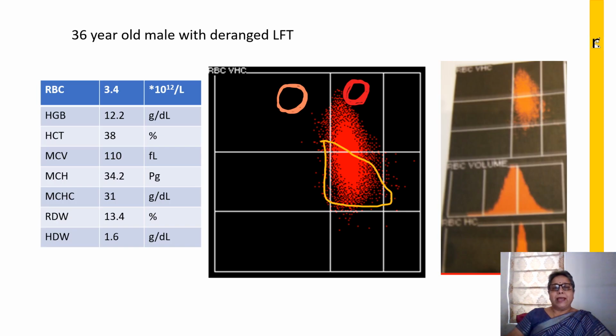Let's go on to the next scatter, which is a 36-year-old male with deranged liver function tests.